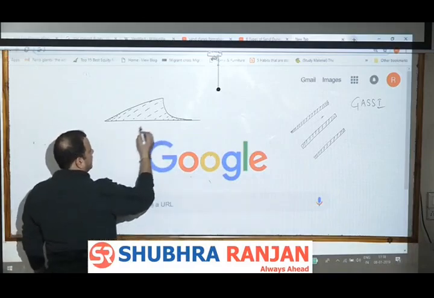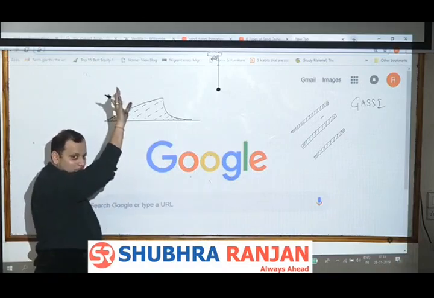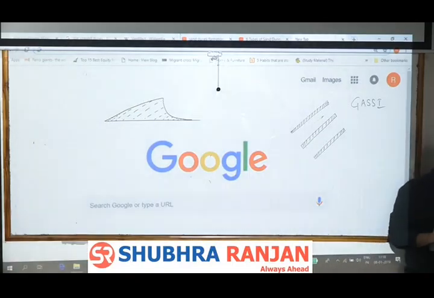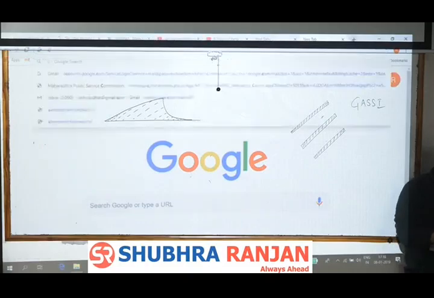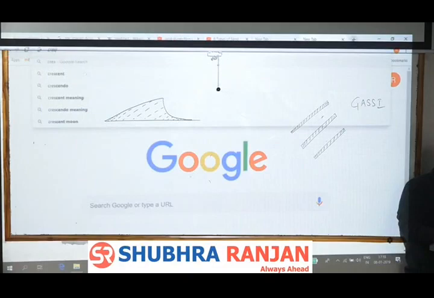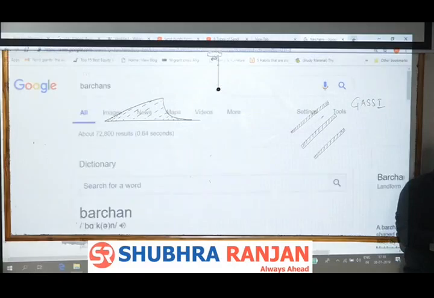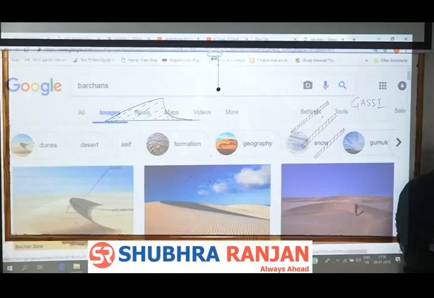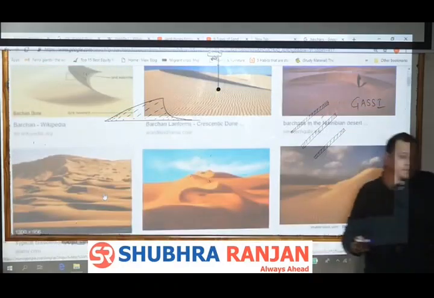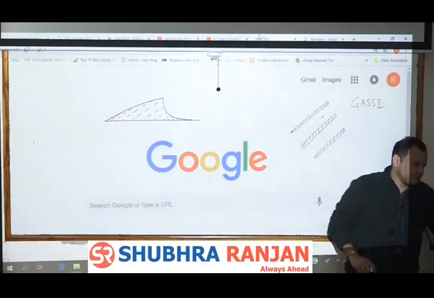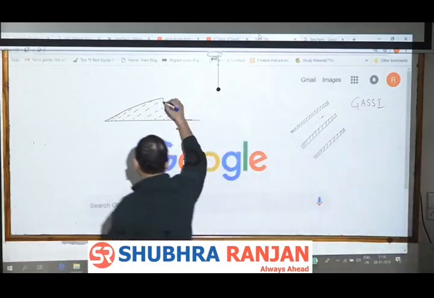Crescentic and moon shaped. Why moon shaped? From above it will look moon shaped, in 3 dimensions. Dunes which are formed transverse or perpendicular to the wind direction are known as Barchans.